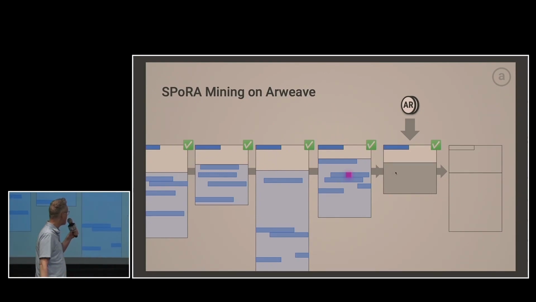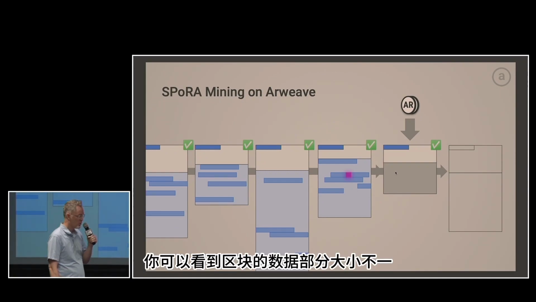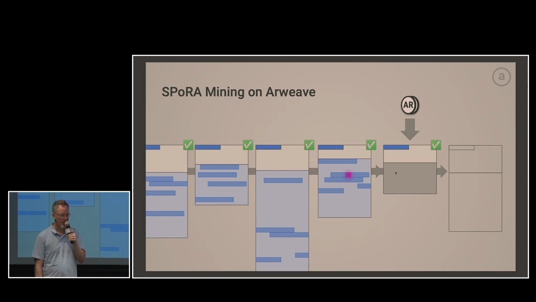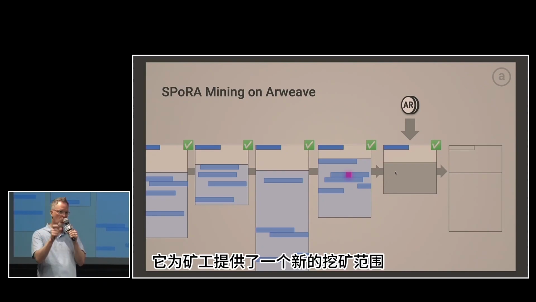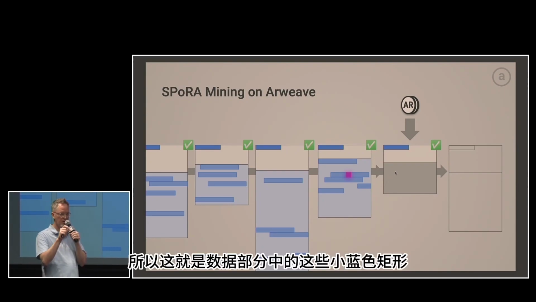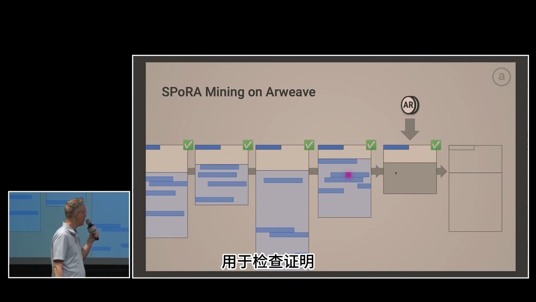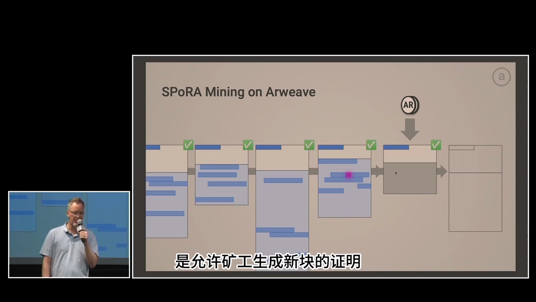So here's an example of Arweave blocks, and you can see that the data portion of the blocks varies in size. Every block on Arweave can store different amounts of data, and what the Arweave protocol does is every second the protocol ticks, it gives a new range for miners to mine. That's what these little blue rectangles are in the data portion. Every second there's a new range of data to check for proofs. And occasionally, like we're seeing here, there's a little pink block. That is a proof that allows the miner to produce a new block.